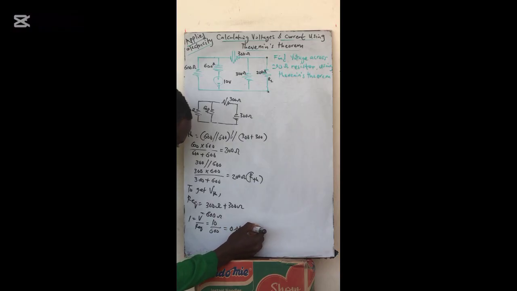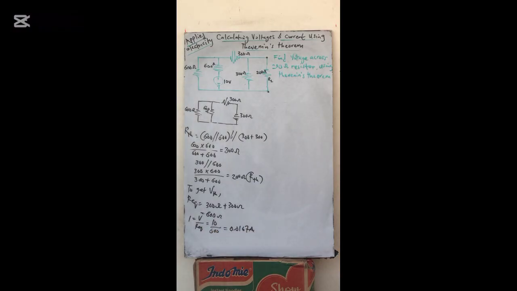We need also the current. And how do we get current? Current is voltage divided by the resistance. So it's going to be voltage divided by the resistance, and we already have the resistance here. So just see, current is equal to V over R equivalent. So that will be 10 over 600, that's 0.0167 ampere. Now we are going to calculate the R Thevenin.